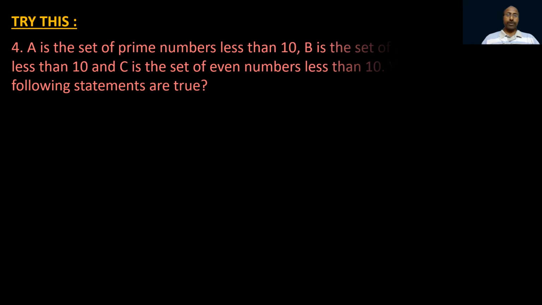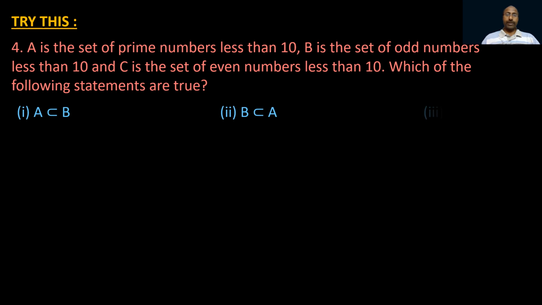Next one, fourth one. A is the set of prime numbers less than 10. B is the set of odd numbers less than 10. And C is the set of even numbers less than 10. Which of the following statements are true? So here it is given: A is a subset of B, B is a subset of A, C is a subset of A, B is a subset of C, and 5 is a subset of A.